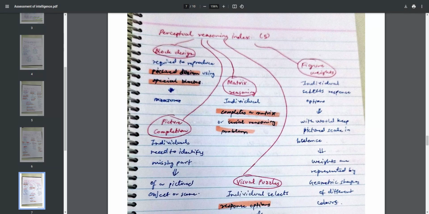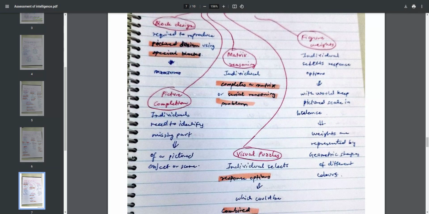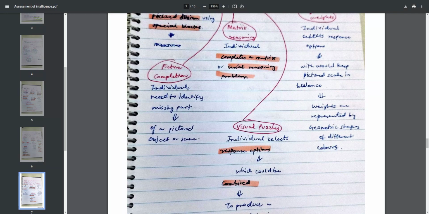So yeah, that. And then picture completion. Here, this is very interesting. Here they are shown a picture of a scene or an object. You just have to identify what is missing in that. This is also like common sense, but it's pretty interesting. For example, let's say they are shown a picture of a bicycle. The bicycle is missing a handlebar. So the subject has to identify that is missing.